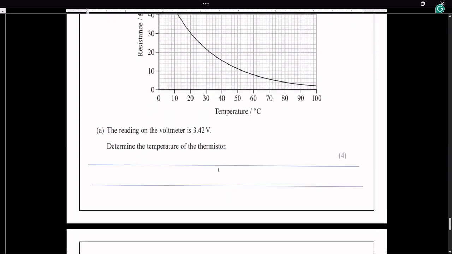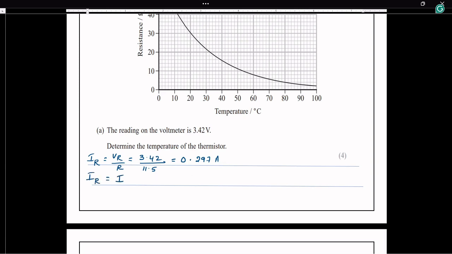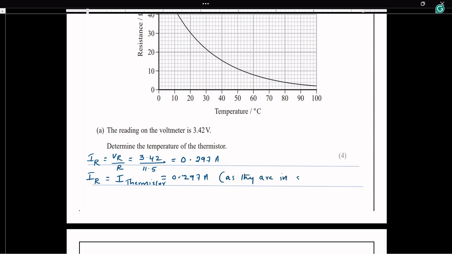So let us calculate that current first. IR equals the voltage of the resistor over the resistance, which is 3.42 over the resistance, given as 11.5, and we are getting a current of 0.297 amps. This is the current passing through IR. Then the current through IR and the current through the thermistor, they are connected in series, so it is 0.297 amps, because as they are in series, the same current is flowing.